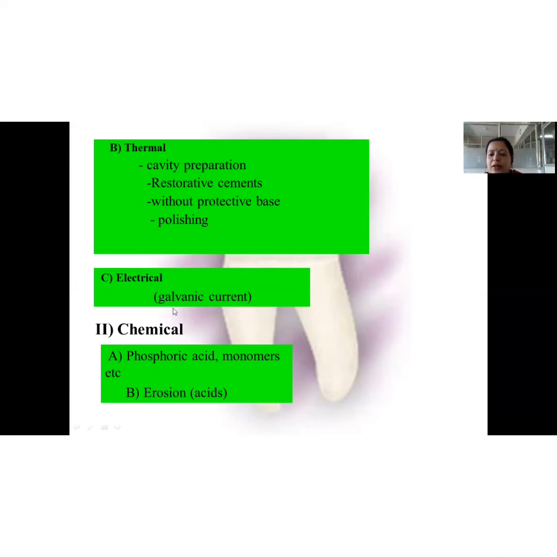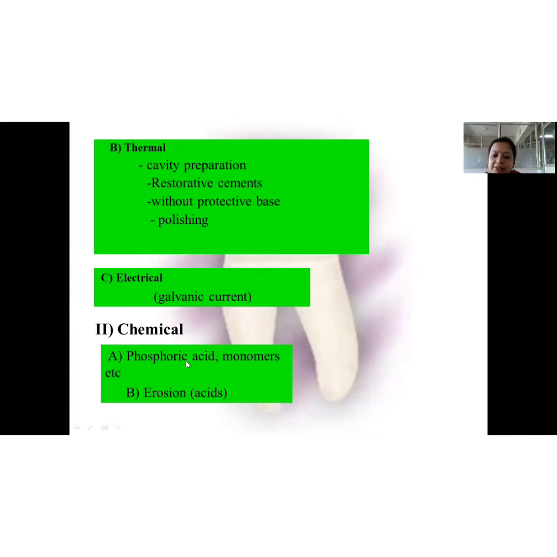Now, electrical, the galvanic. If two different types of restoration are placed in the tooth, like amalgam restoration and a gold restoration, and there is an electrolyte in the sense of saliva, the saliva acts as an electrolytic medium, and the different types of fillings act as electrodes. So a circuit is formed and current is produced, due to which it may lead to pulpal pathology. Now chemical.